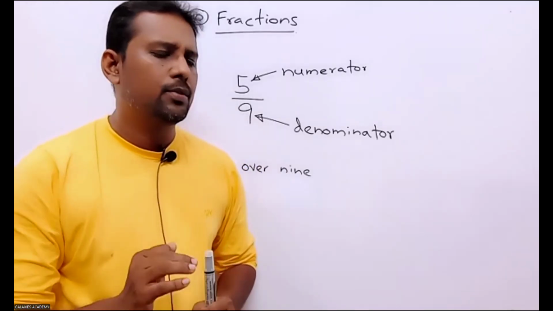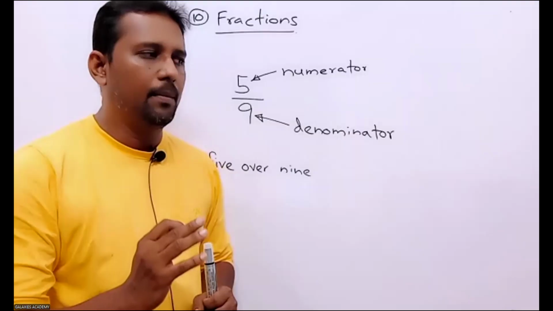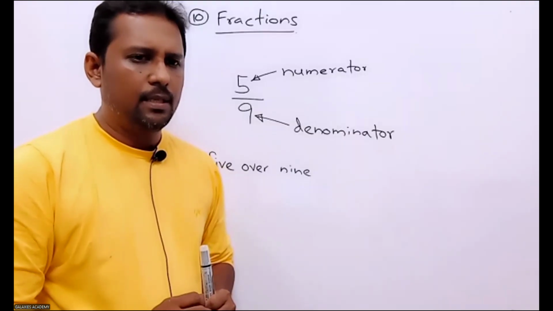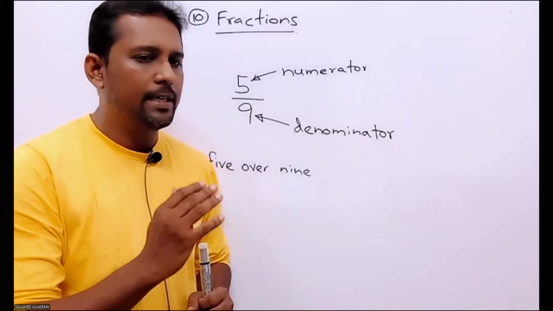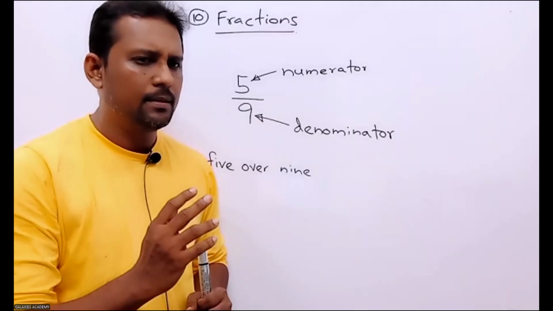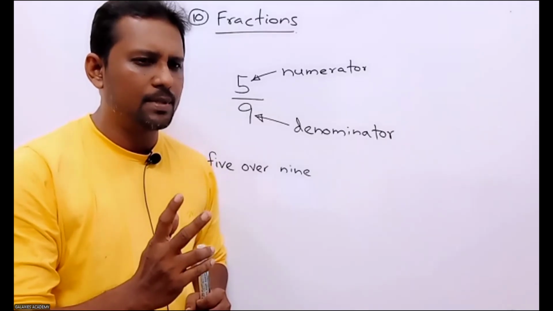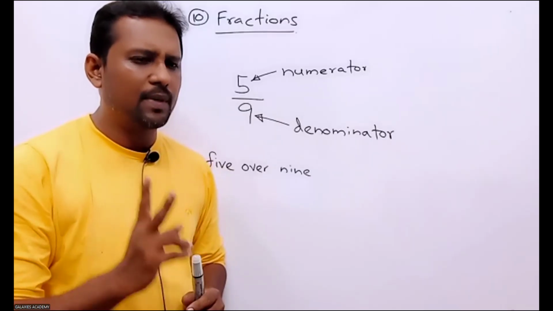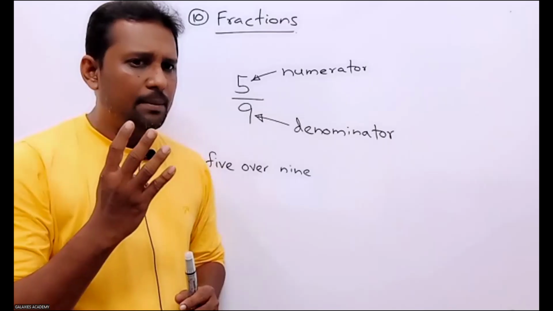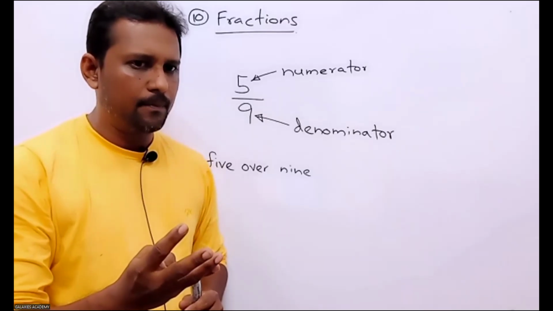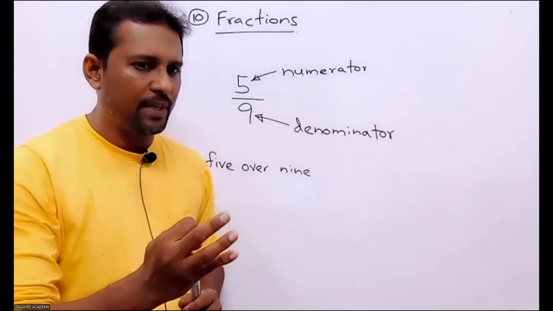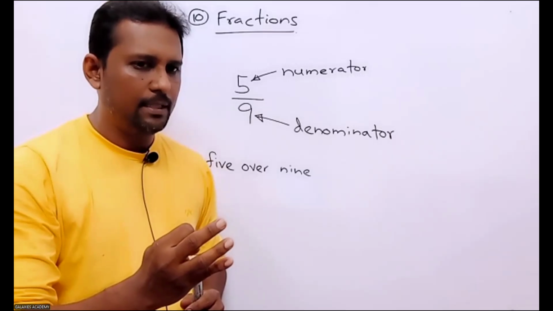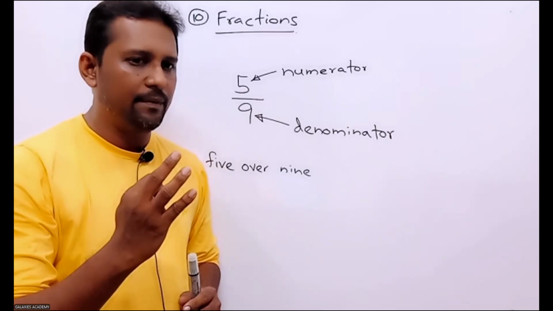Then also you studied in previous grade about types of fractions. In grade 6 class, how many types did you study? There are two main types. I think there are three types you studied, but main two types. What are the two types? You studied about unit fractions, and also you studied about proper fractions. They are the main two types you studied in previous grade.